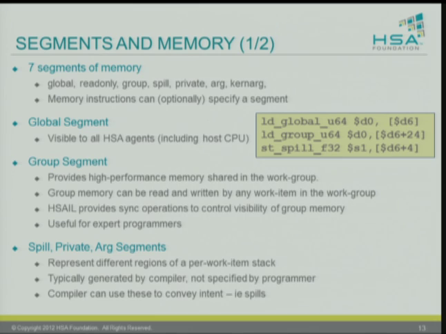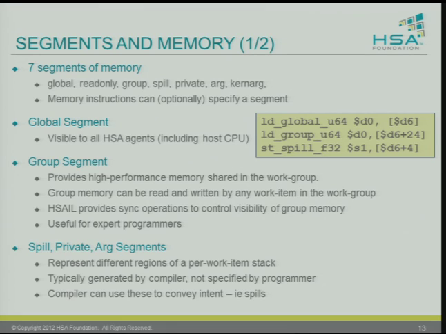The SPIL, private, and ARG segments, I kind of lump these together because they're essentially different pieces of a stack. If you think about a function call on a CPU, typically we use a stack to communicate the arguments. Those are pushed onto the stack, and the function can pop them off. So that's the ARG segment, the last one listed here. Local variables are also allocated on a CPU function stack, and there's usually some space for spilling registers. So HSAIL has those same concepts.